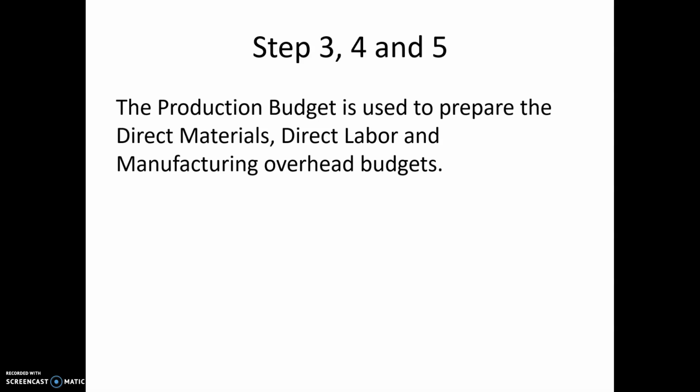Okay, so we've gone over preparing the sales budget, which is the first budget you prepare in the master budget. Based on your sales volume, you can prepare your production budget and determine how many units you need to produce. Once you know how many units you can produce, then you go on to steps 3, 4, and 5, which are the manufacturing cost budgets: direct materials, direct labor, and manufacturing overhead. And really, I think direct materials is the most complicated budget.